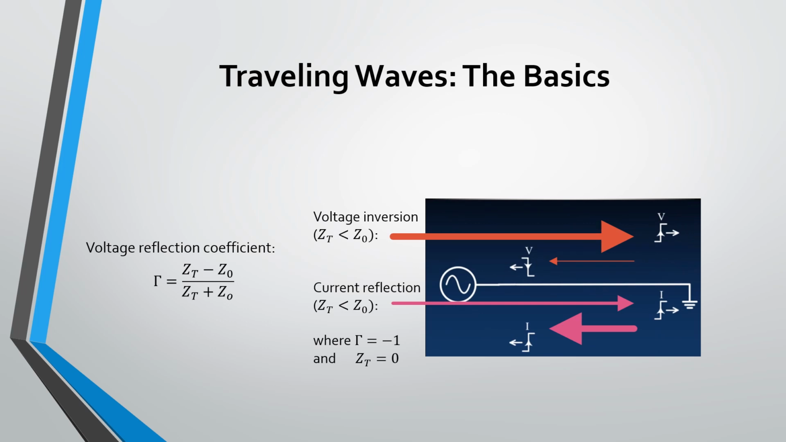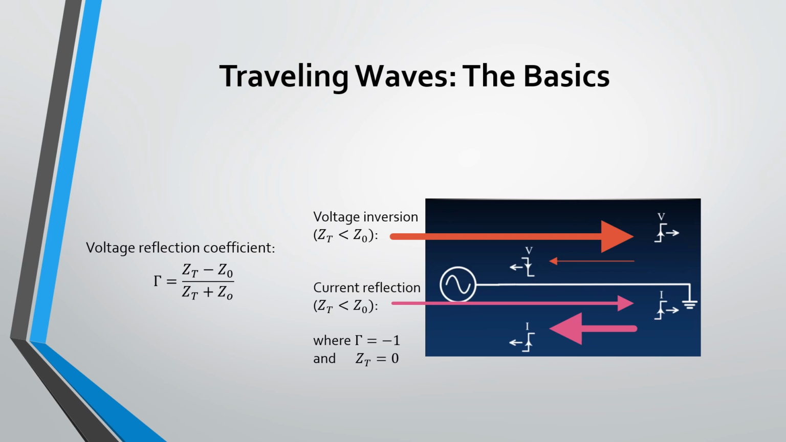Here we see another example of traveling waves. The same equation in the previous slide applies to this example. In the previous slide, we saw that we had a voltage reflection and a current inversion. In this example, we see that the termination impedance is less than the characteristic impedance of the line. Therefore, we get a voltage inversion for this example. Notice that the polarity is positive flowing to the end of the line, and the polarity switches flowing back to the source.